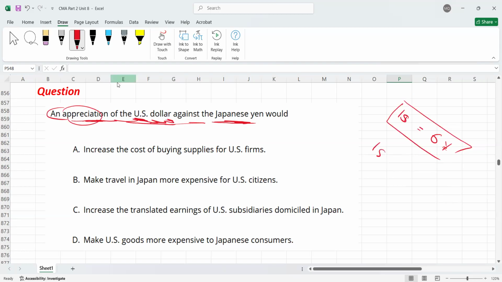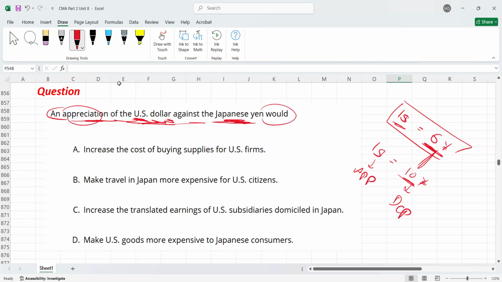Now $1 equals 10 yen. In this scenario, if you compare these two rates, the yen has depreciated. Why? Because previously you were paying 6 yen to buy $1, now you have to give 10 yen to buy $1. It means the yen has depreciated and the dollar has appreciated. Now you have to see what is the correct option. They are saying an appreciation of the US dollar against the Japanese yen.